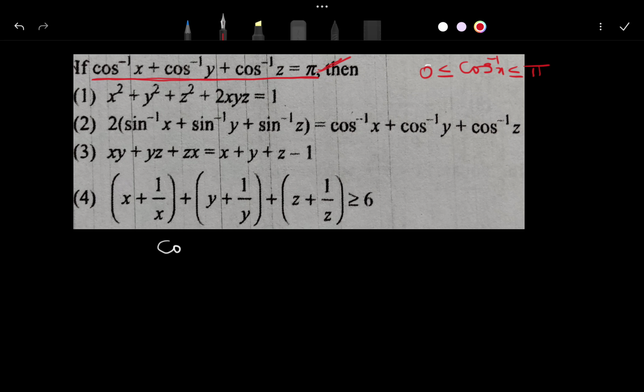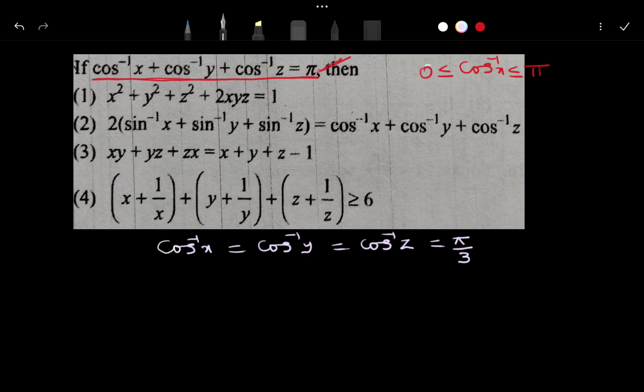So here I will take the cos inverse x value as 60 degrees, and the y value also 60 degrees, and the cos inverse z value is also 60 degrees. All these three values I will take as 60. By substituting all these values, does it satisfy the given relation or not? 100%. Pi by 3 plus pi by 3 plus pi by 3 is pi. 60 plus 60 plus 60 is equal to 180.